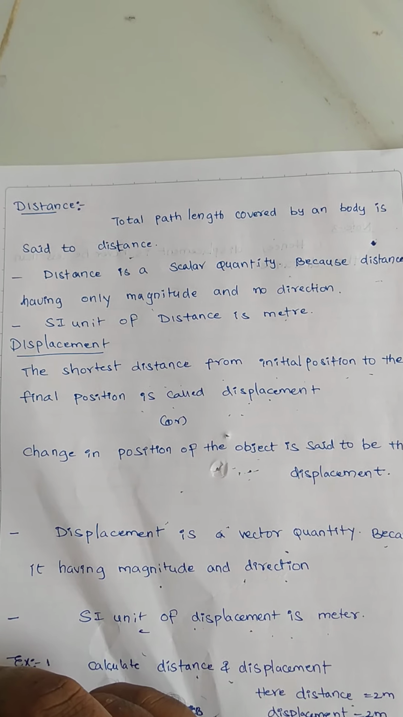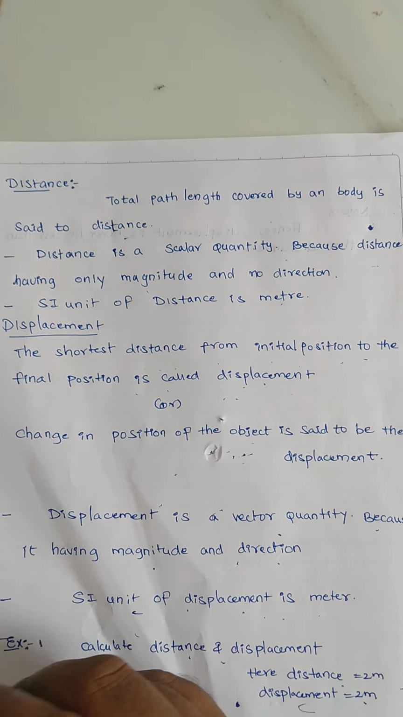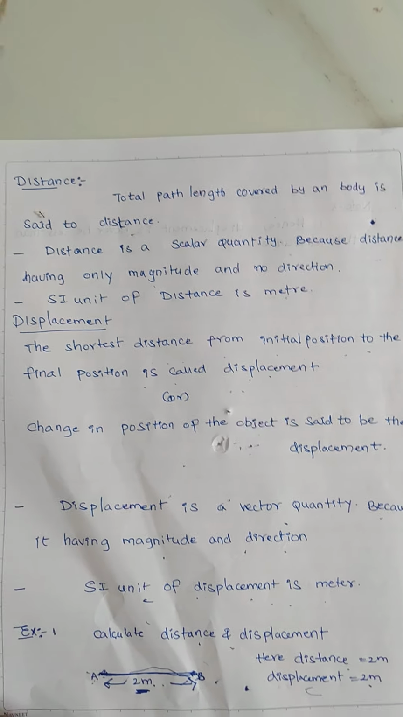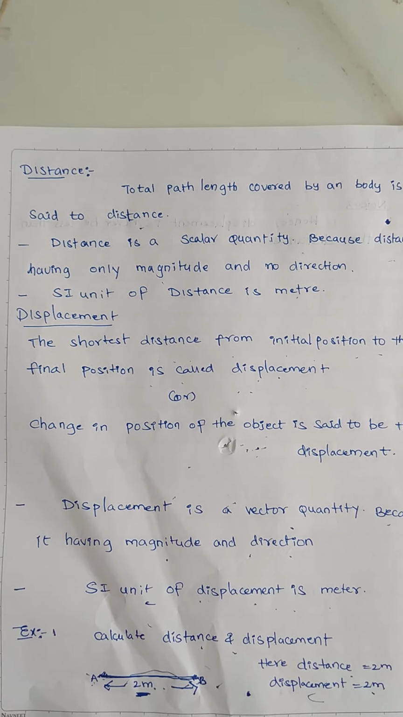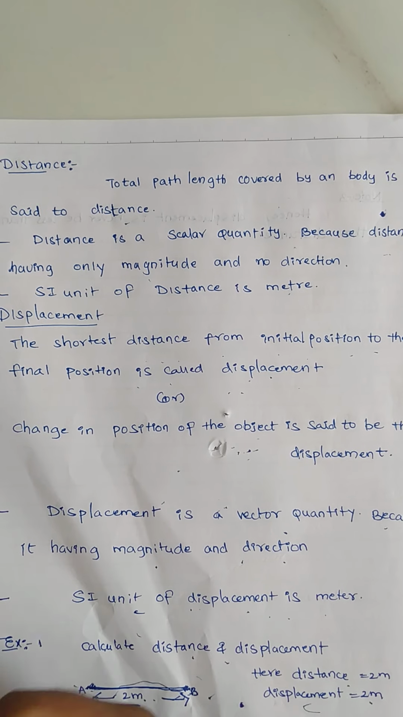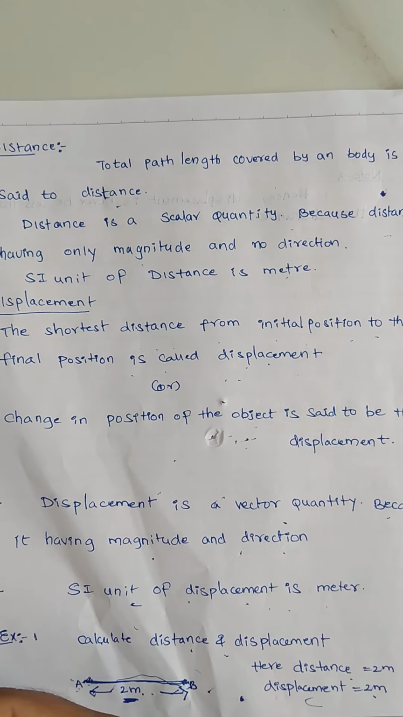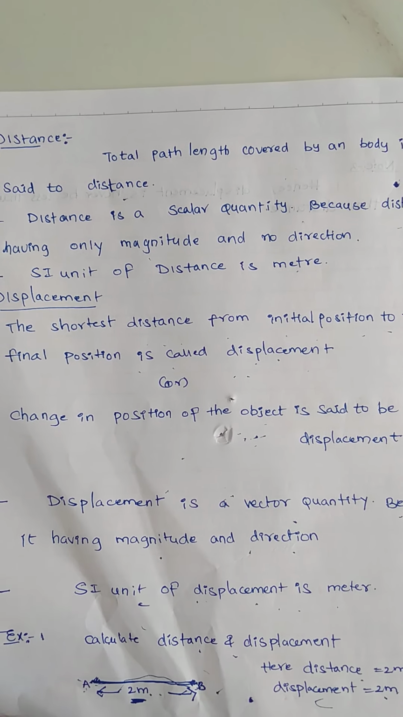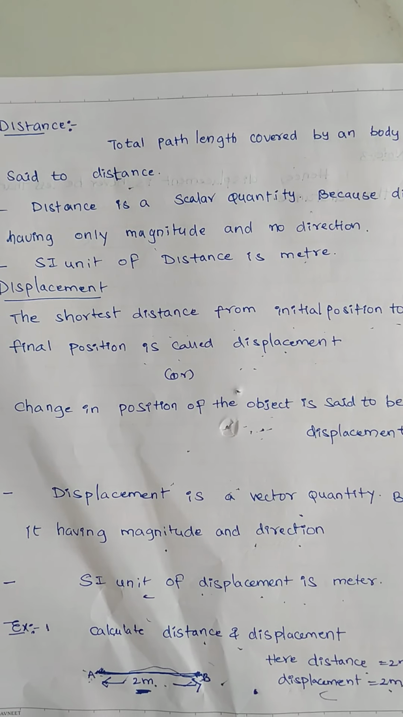We know very well about scalars and vectors. Already we discussed the concept of vectors and scalars in 8th class itself. I hope all of you know very well about scalars and vectors. Just to recall, a scalar means a physical quantity having only magnitude. What are the examples of scalars? Distance, speed, electric current, work, power. These are the different examples of scalars.